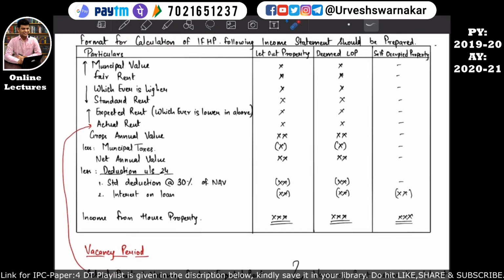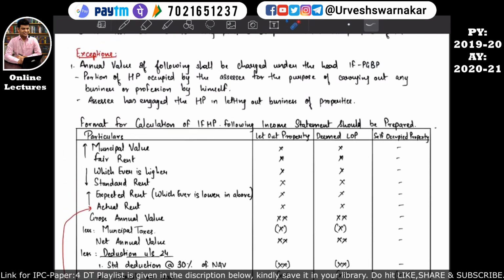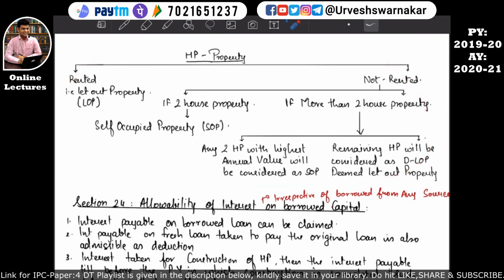Okay, so I hope by now you all have understood a lot of things. You have understood this properties bifurcation also, rented as well as non-rented. So basically, if an assessee has rented his property, even if he has two house properties or even if he has one house property, such rented house property will be considered as let out property, and on such let out property he has to pay tax. But if the assessee has not rented his house property, and he has only two house properties, then both will be considered as self-occupied house property. But if he has more than two house properties, then any two house properties with the highest annual value will be considered as SOP, that means self-occupied property, and the remaining house property will be considered as DLOP, that is deemed let out property.